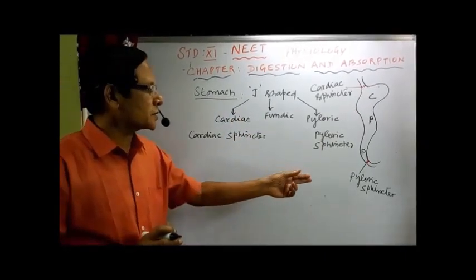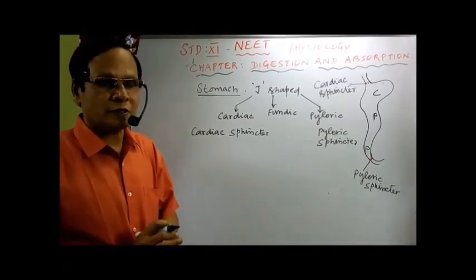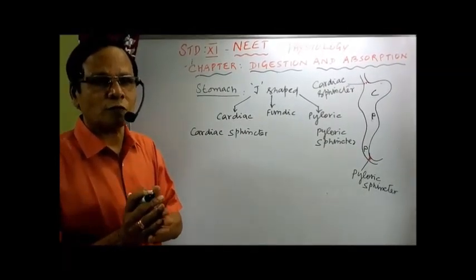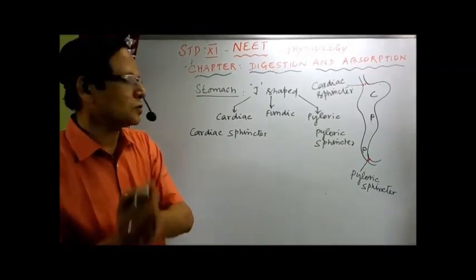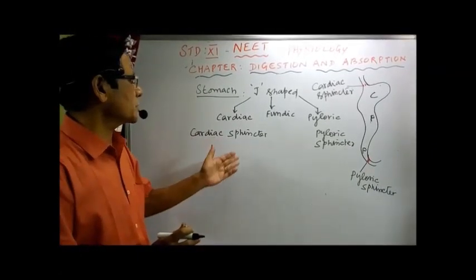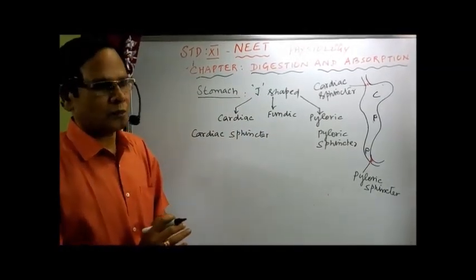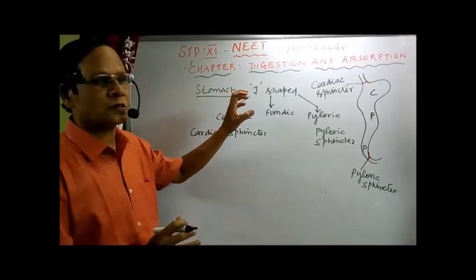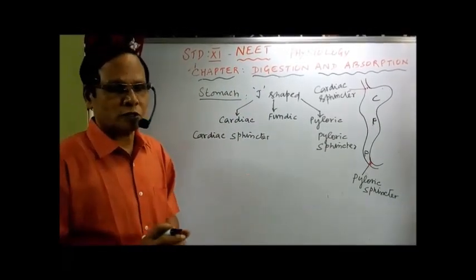Now another sphincter, present between the pyloric stomach and the duodenum, is called the pyloric sphincter. It regulates the flow of partially digested food from the stomach into the duodenum. That's about the cardiac sphincter and pyloric sphincter. We can see the glands of the stomach later. This is only concerned with the external view, so it is a bag-like structure concerned with storage.